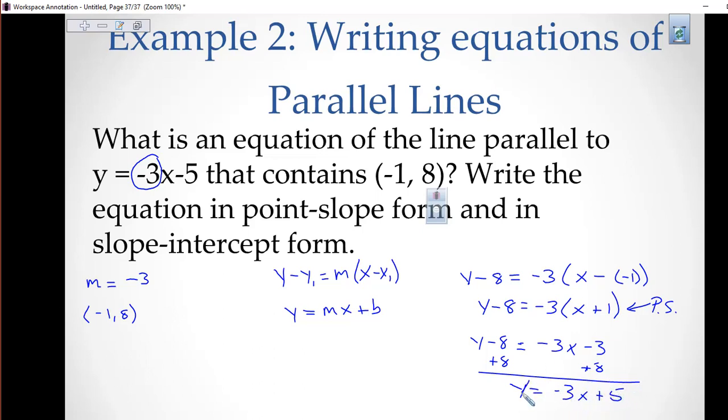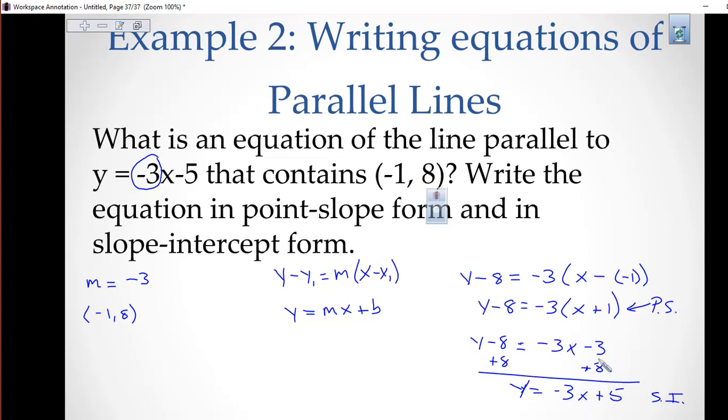So this equation, y equals negative 3x plus 5, is in slope-intercept form, and it is parallel to the line that we had before, which is y equals negative 3x minus 5. So notice the difference. This is a minus 5, this is a plus 5. This will cross the y-axis at negative 5. This one will cross the y-axis at positive 5. And their slopes are going to be rise negative 3 and run positive 1.